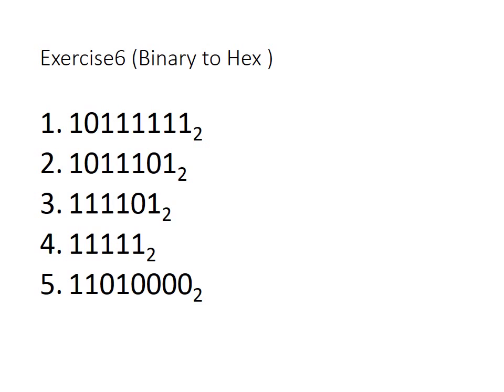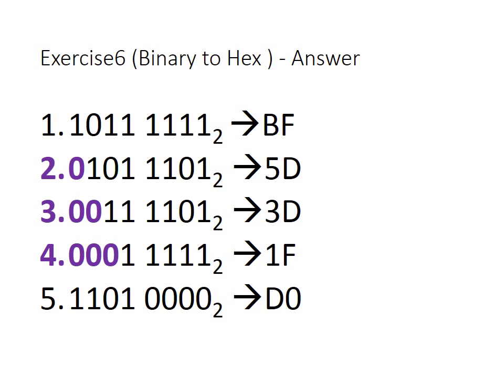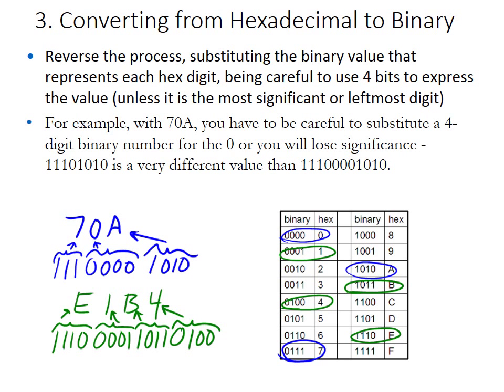Make every 4 digits from left in binary first. This is the answer. Converting hex to binary is the same as binary to hex. Just convert each one digit in hex to 4 digits of binary. For example, with 70A, 7 is 0111, 0 is 0000, A is 1010. So it is 0111 0000 1010 in binary. You have to be careful to substitute a 4-digit binary number for the 0 or you will lose significance.